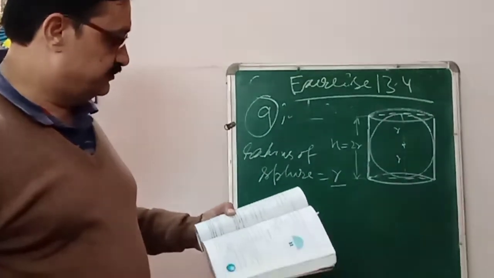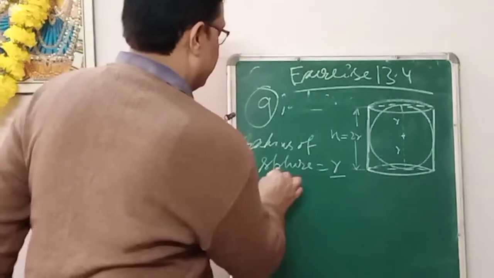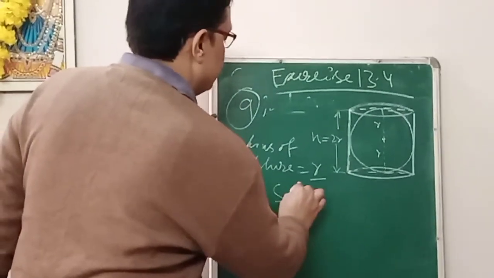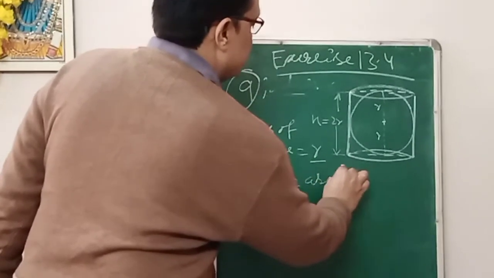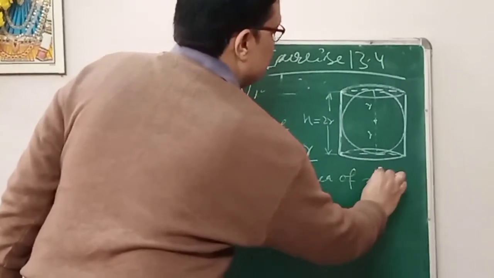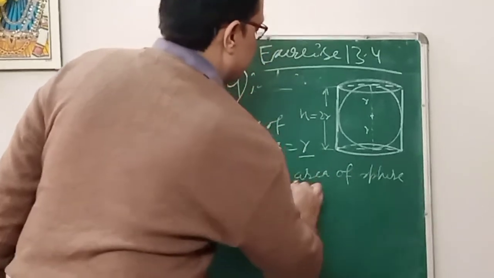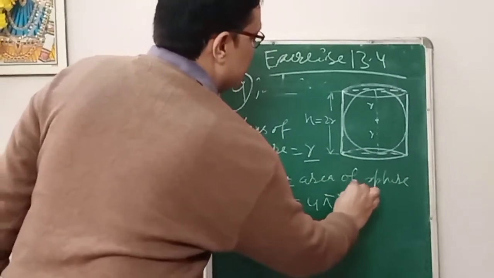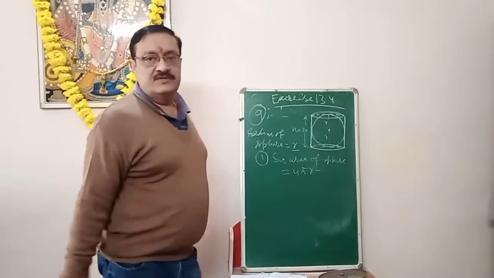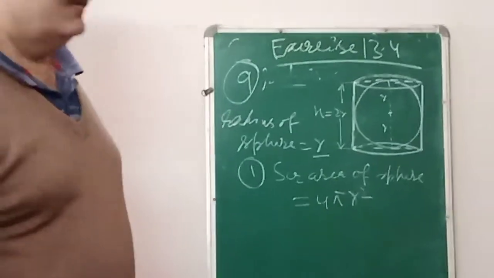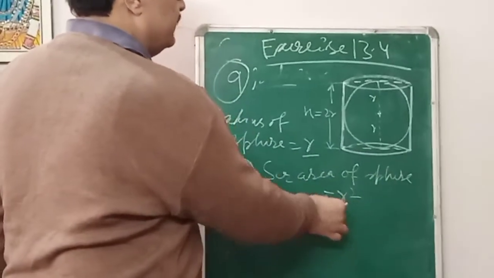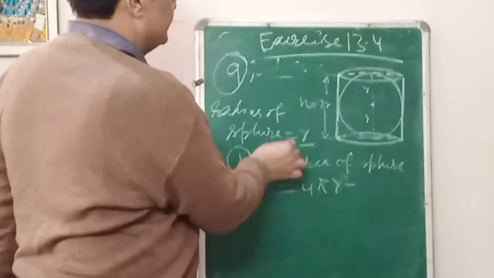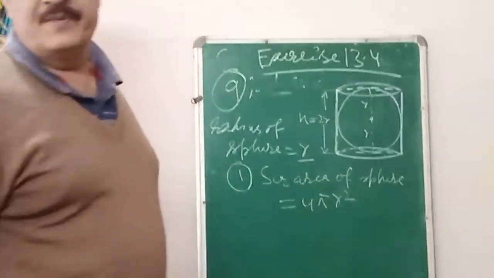Now, the first part is the surface area of a sphere. The radius is given as r. We know the surface area of a sphere is 4 pi r square, and the radius of the sphere is r here. So this is 4 pi r square.